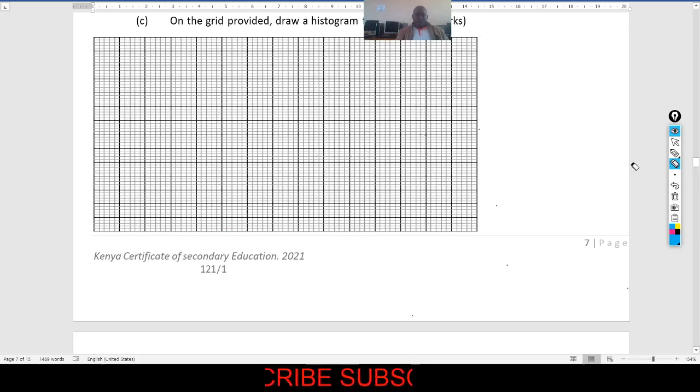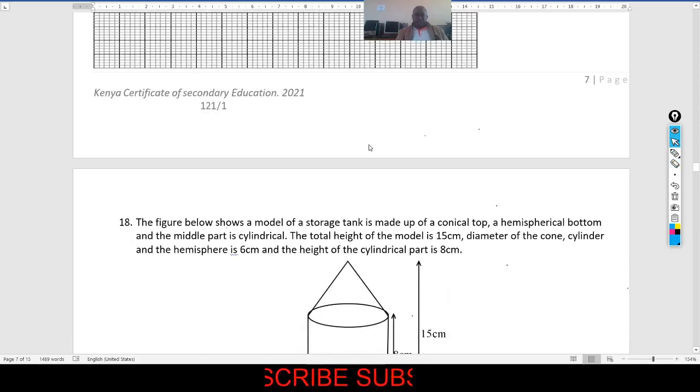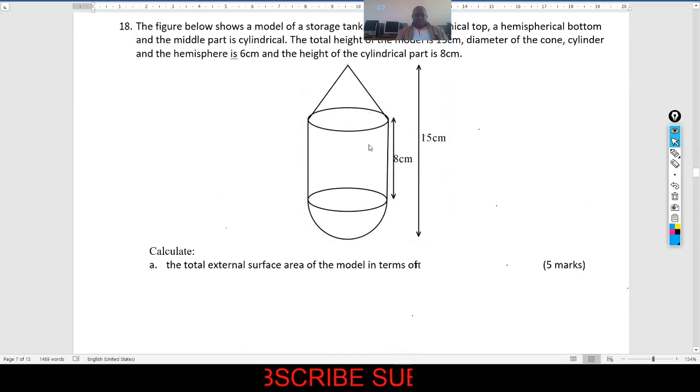Now we go to our next question. Our next question, number 18. Number 18 is talking about measurement. Now here, if you are given a question like this one, the figure below shows a model of a storage tank. A storage tank is made up of a conical top, this is a conical top, a hemispherical bottom, and a middle part is cylinder. This middle part is the cylinder.